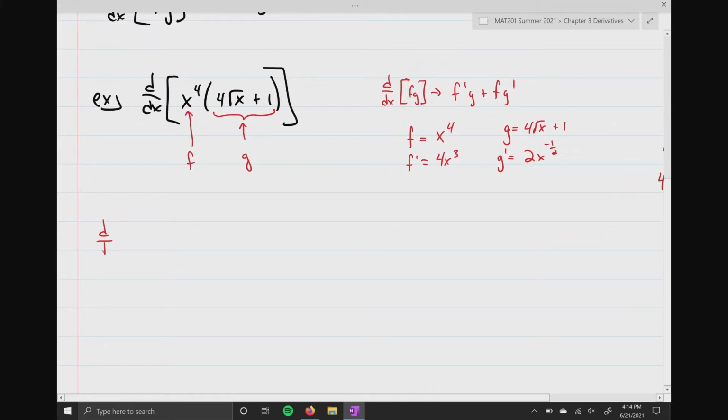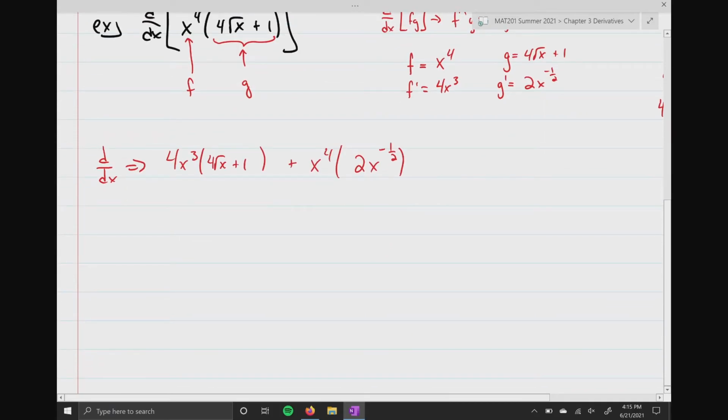So now that we know that, our derivative is going to equal f prime g, so 4x to the third times g, which is 4 times the square root of x plus 1, plus f, which is x to the fourth, times g prime, 2x to the negative 1/2. Now, depending upon the book and the instructor, you're going to have to simplify. So I'm going to go ahead and simplify this for us.